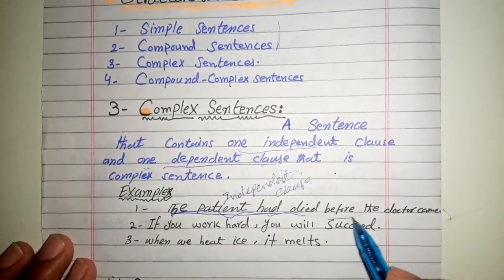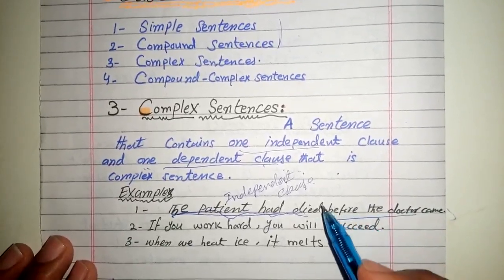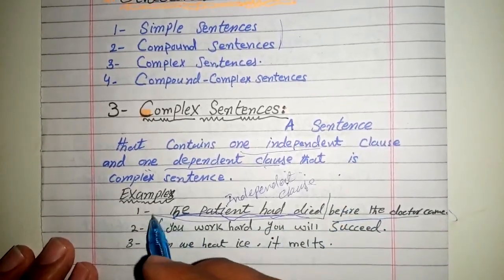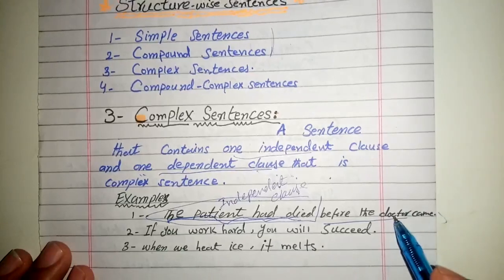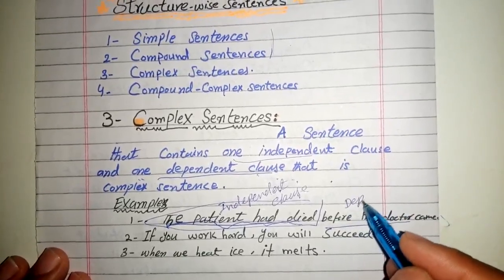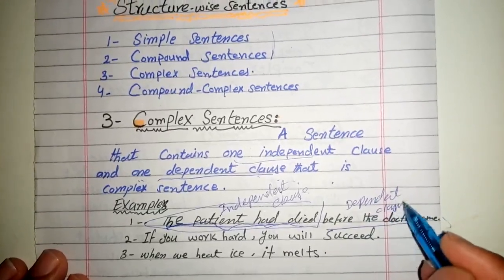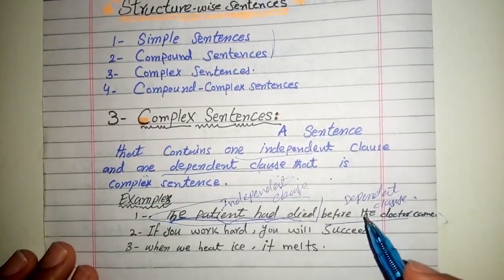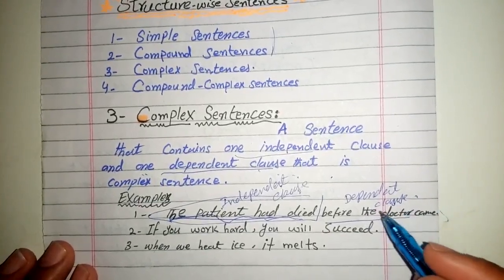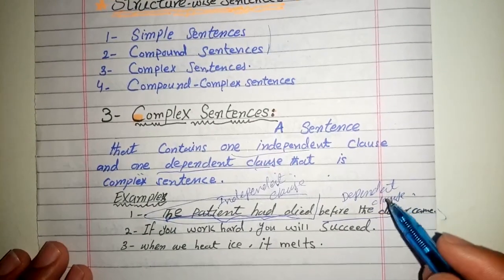And "before the doctor came" doesn't express a complete thought. We can't take this sentence alone with "before the doctor came". So "before the doctor came" is a dependent clause. The clause which doesn't express a complete thought or complete sentence is called a dependent clause.